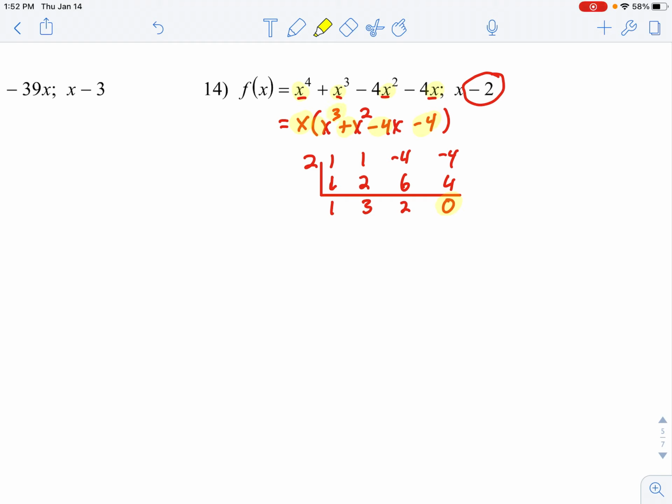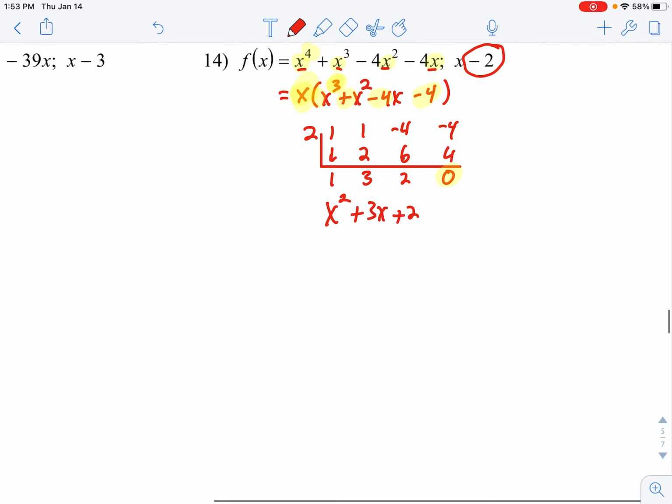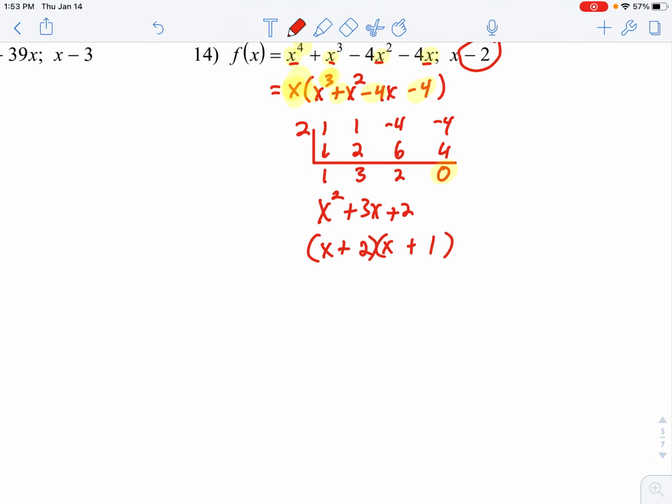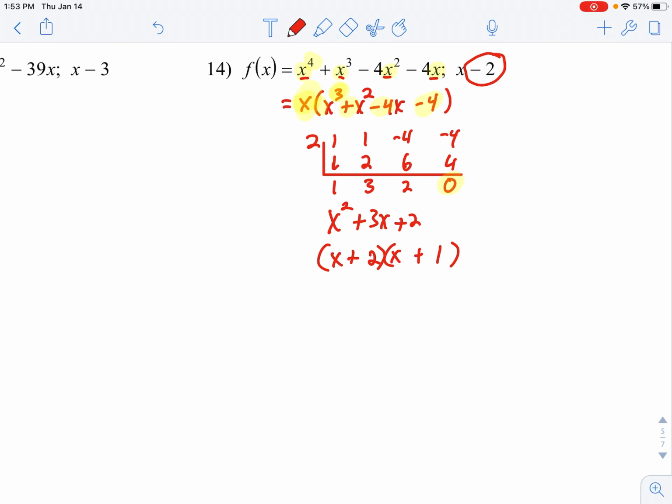We had a third degree polynomial. It was a fourth, but when we factored out the x, it turned into a third. Now when we do synthetic division, it narrows down to a second degree polynomial. So that's x squared plus 3x plus 2. Now try to factor this if you can. X and x. 2 times 1 is 2, 2 plus 1 is 3. So we've got that, x plus 2, x plus 1.